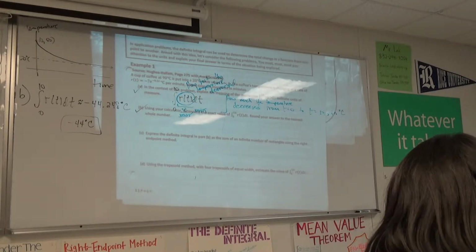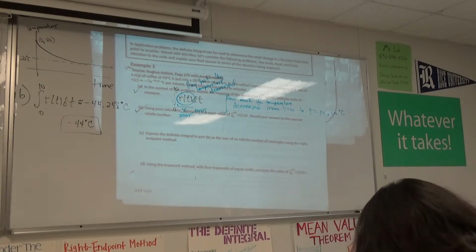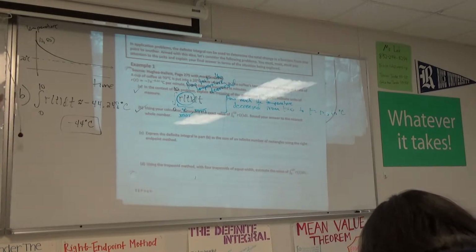How'd you get that? Because you have to go from 0 to 10. Yeah. So 10 minus 0 divided by n. So 10 over n, that's going to be the width. That means my first rectangle starts at 0, and where does it end?